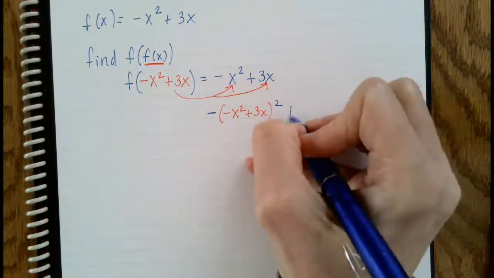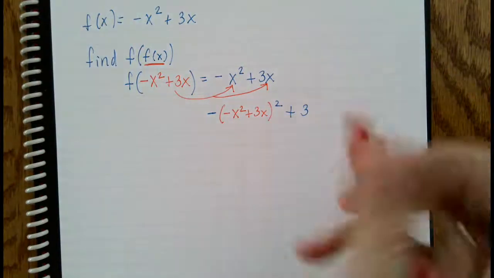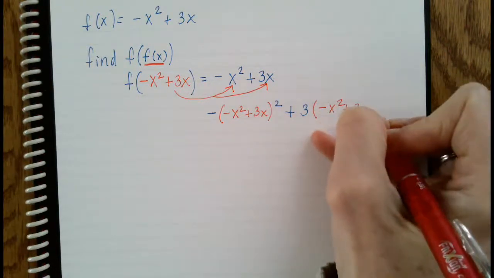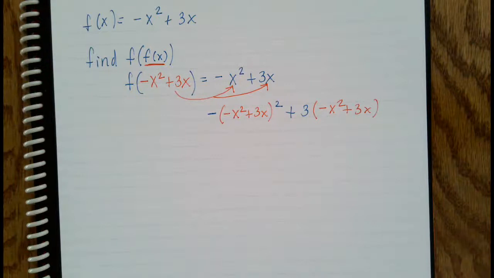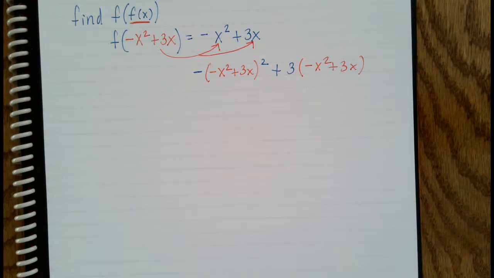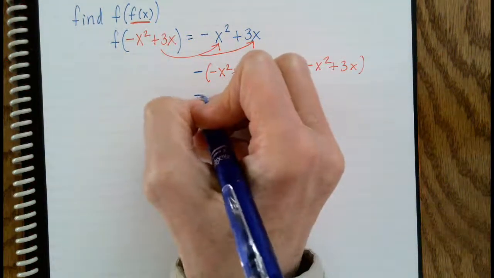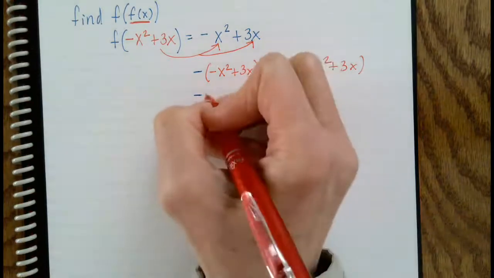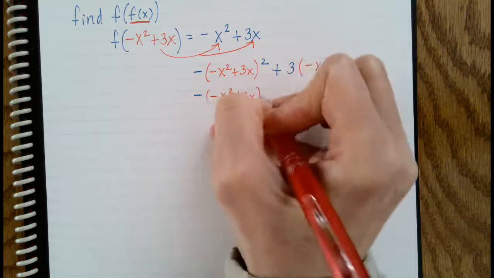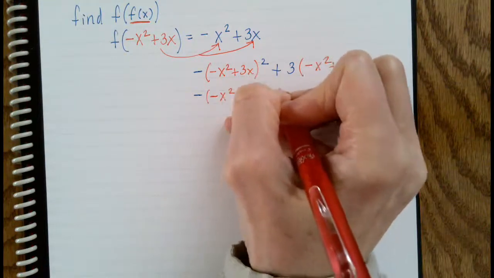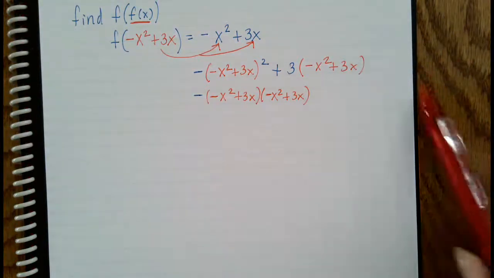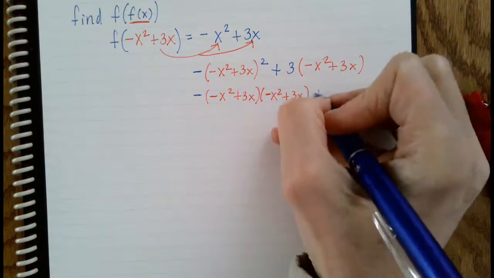squared plus 3, replacing that blue x with negative x squared plus 3x. And what we need to remember on this, and I hope I left enough paper space, is that squared means times itself. So this is negative, which I'm going to write on the outside, and now this is negative x squared plus 3x times negative x squared plus 3x. That's what squared means.